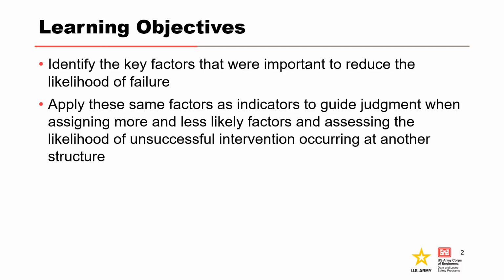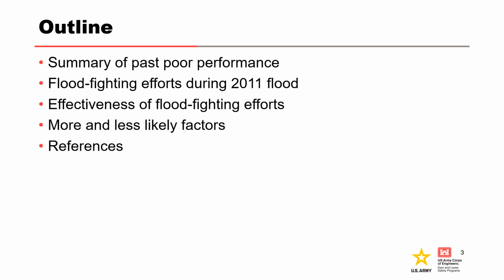During the presentation, we will identify the key factors that were important in reducing the likelihood of failure of the levee and apply those same factors as indicators to guide judgment when assigning more and less likely factors and assessing the likelihood of unsuccessful intervention occurring at another structure.